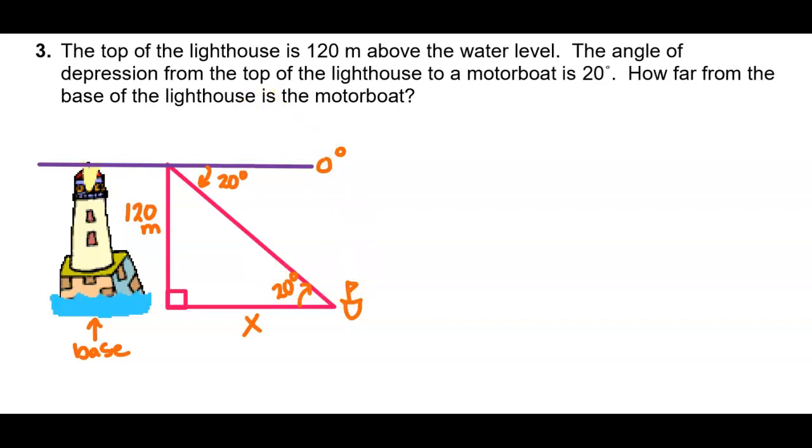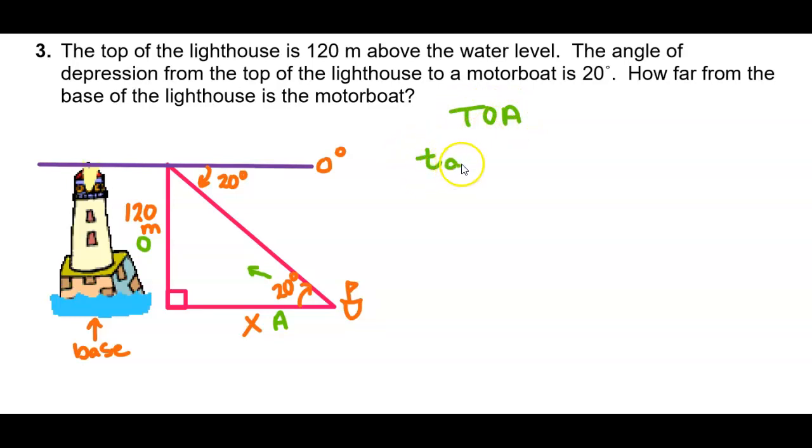So now let's look at what kind of problem we need to do to solve for this. Our angle that we know is 20 degrees, and we know the opposite side, which is the height of the lighthouse, and we want to know the adjacent side, which is x. So this is going to be a tangent problem. Opposite and adjacent go with tangent, so it's the TOA part of SOHCAHTOA.